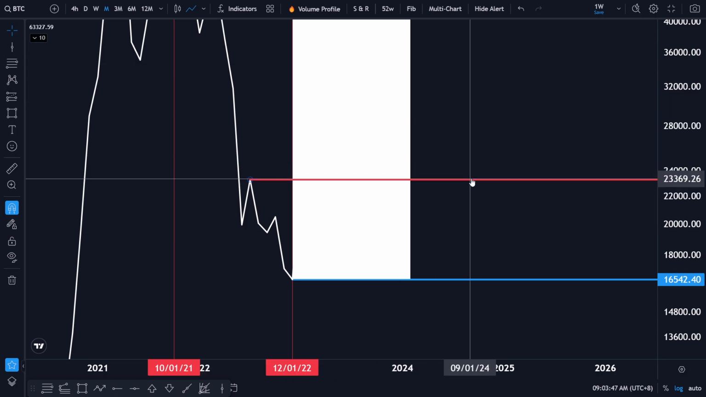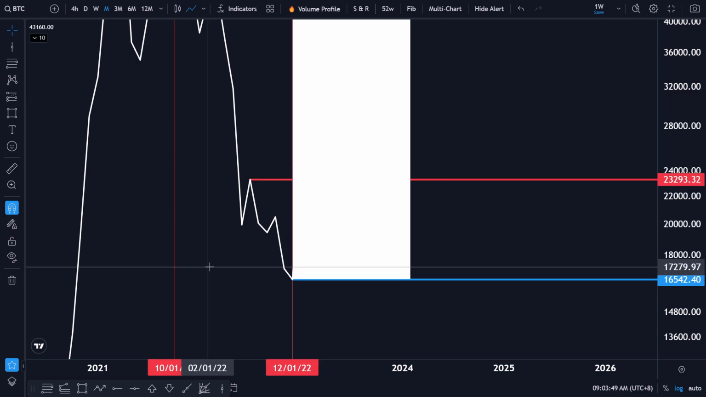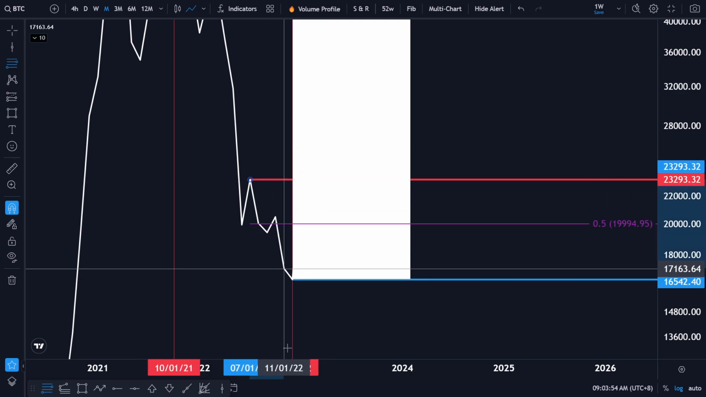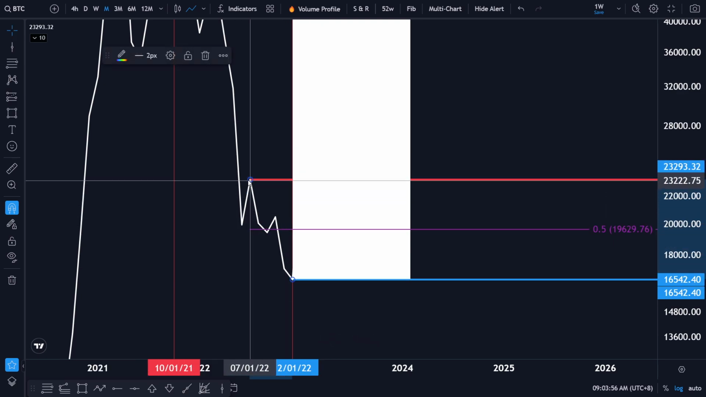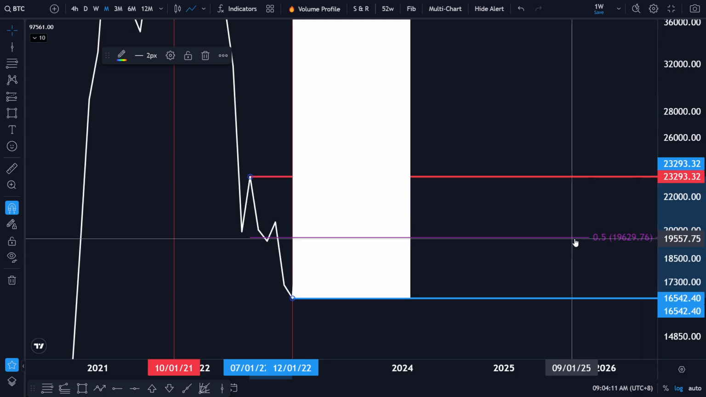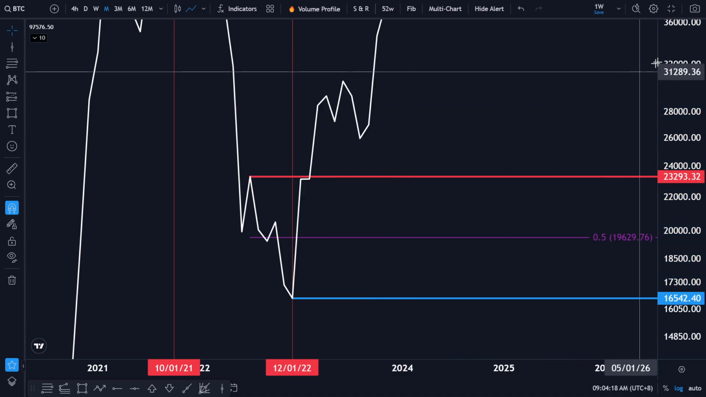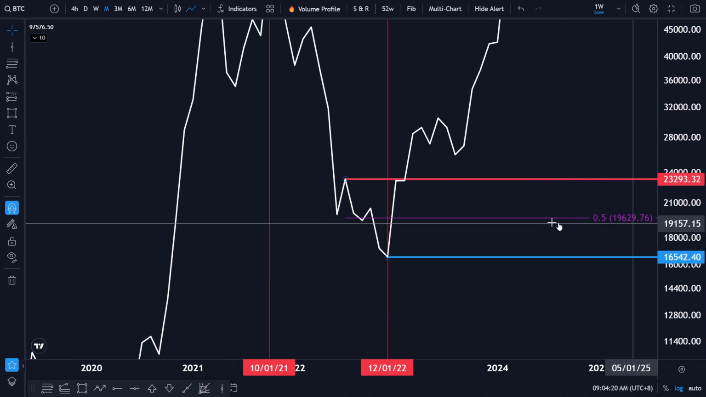So we're going to place this, and we are going to get a Fibonacci from the high of the July candle to the low of the December candle here. It will give us the midpoint, the 0.5, which is 19,600. So let me just remove this white rectangle here. So this would be our midpoint.